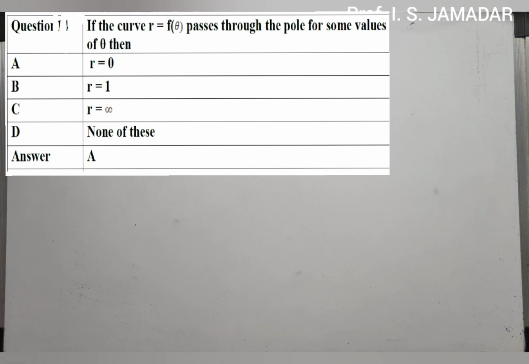If the curve r equal to f of theta passes through pole for some value of theta, then obviously what we know is that for some value of theta, if r is equal to 0, then that curve passes through pole. The same thing they have given. If for some value of theta r is 0, then that curve is passing through pole. So option A is the answer for this.